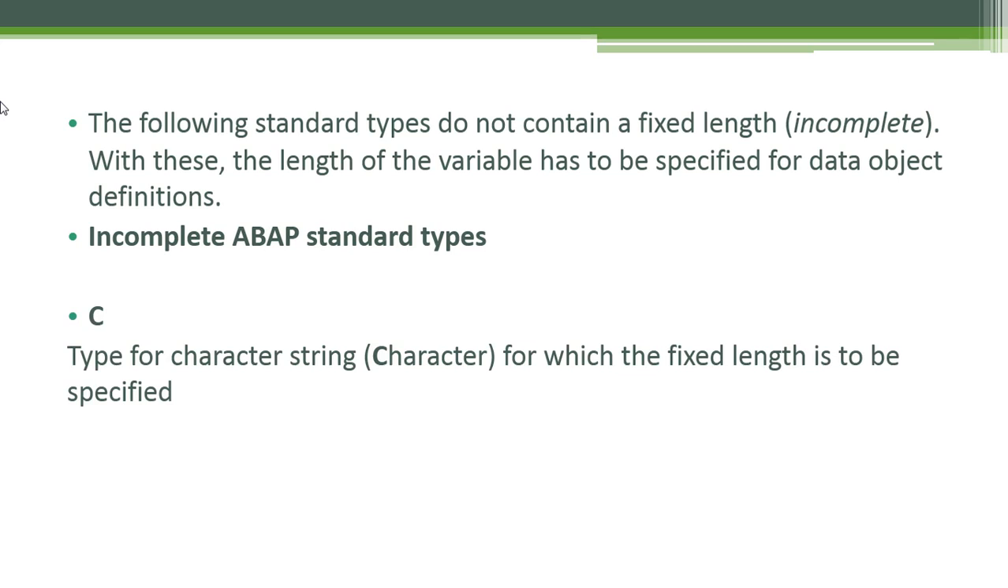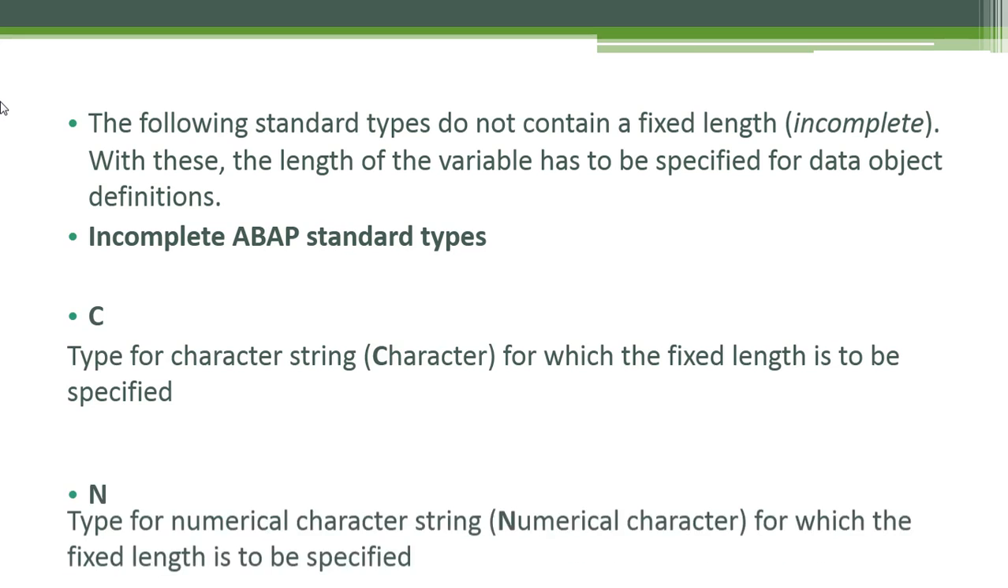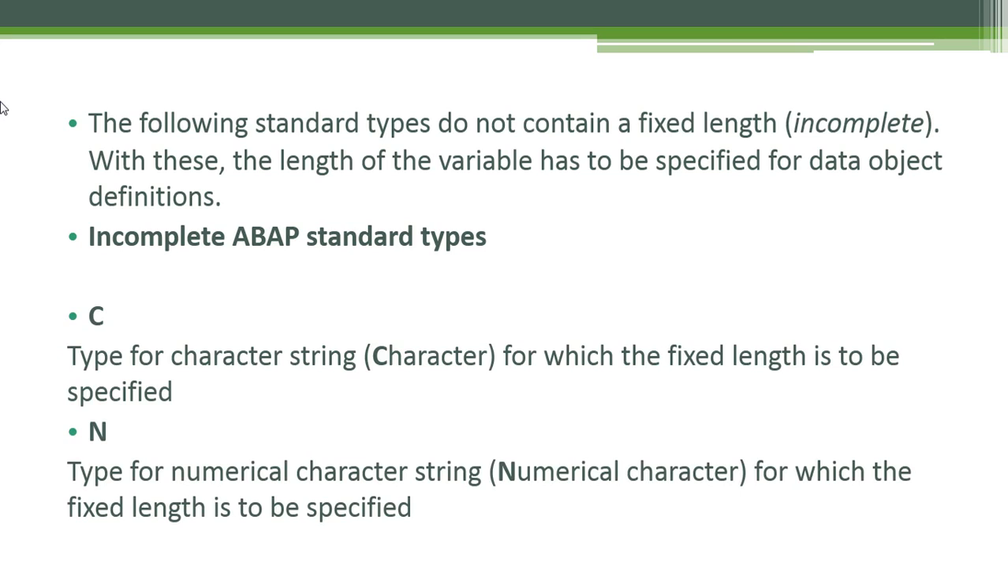Type for character string, C, for which the fixed length is to be specified. The type for numerical character string, N, for which the fixed length is to be specified. The numerical character string is a type that accepts numbers, but these numbers are treated as characters, but you can still perform arithmetic calculations with these numbers.